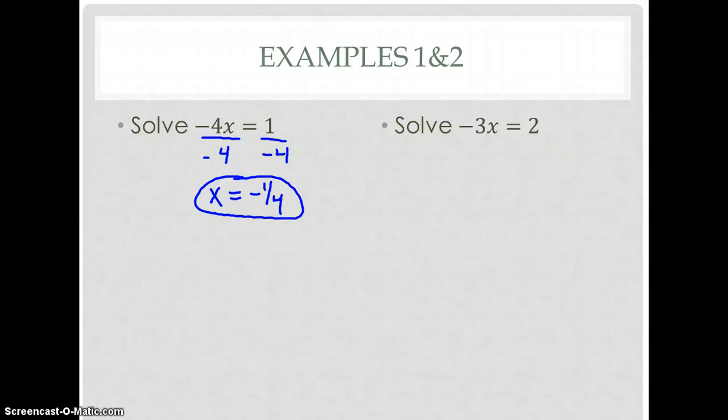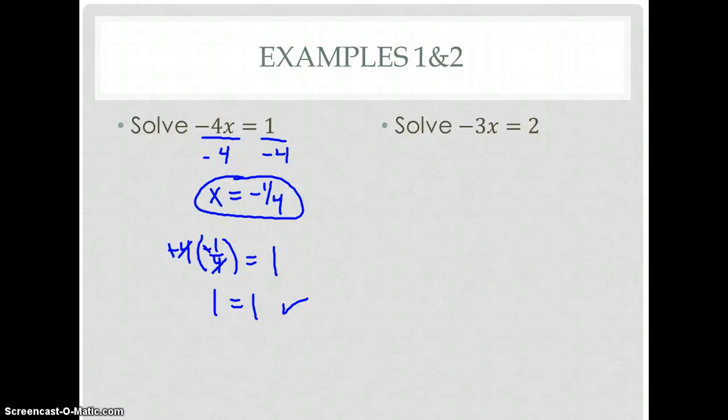We could always check it by doing negative 4 times negative 1/4, and we're trying to get 1. The negatives will cancel. Negative times negative is a positive. The 4's will cancel. All we're left with is 1 equals 1. So it checks out.